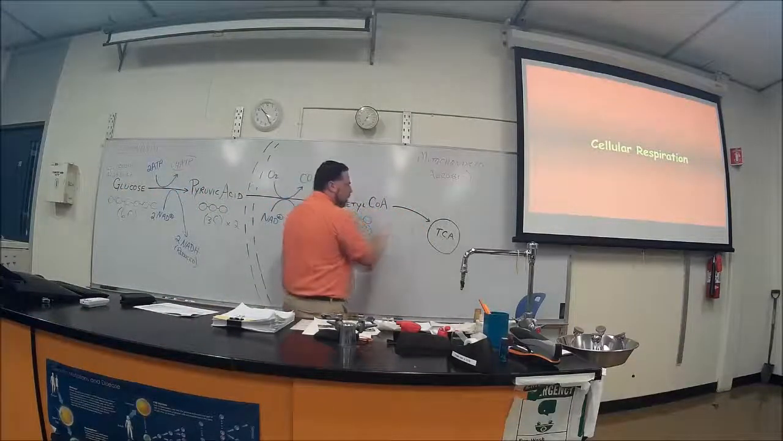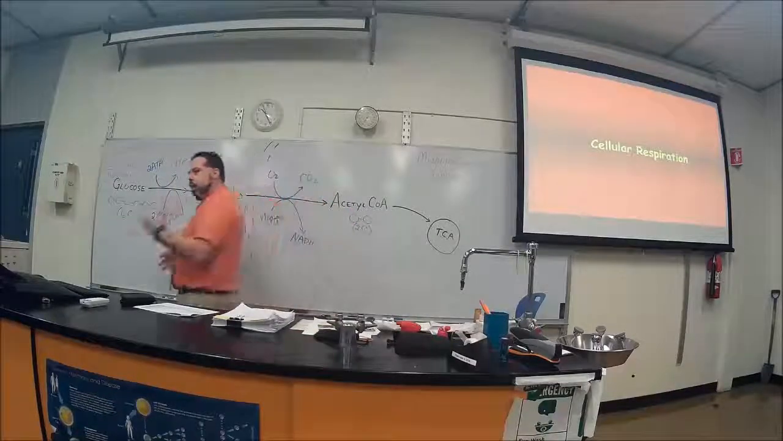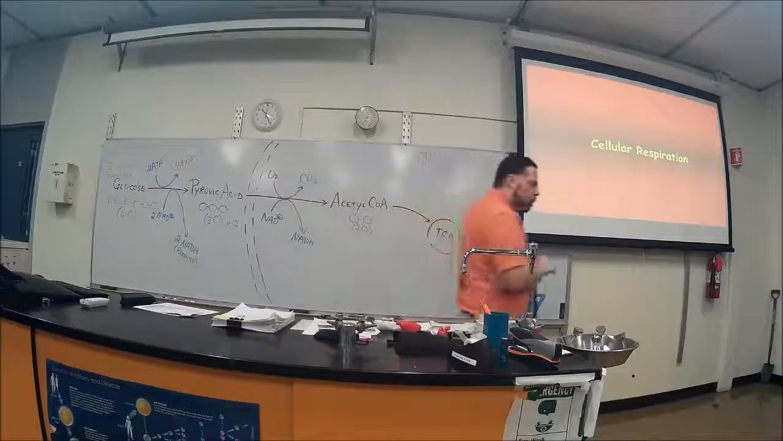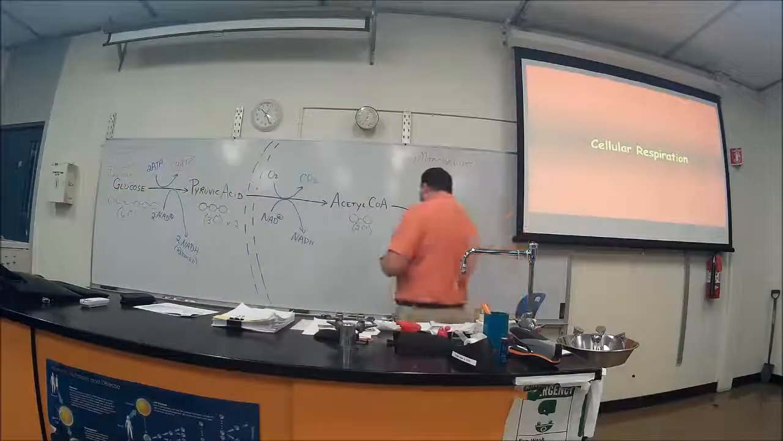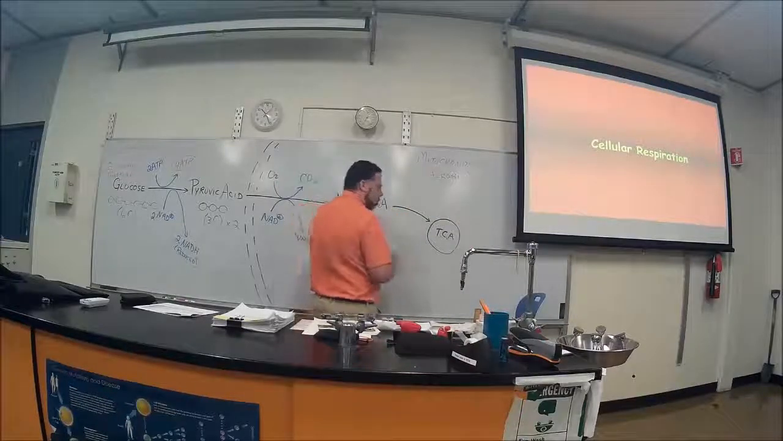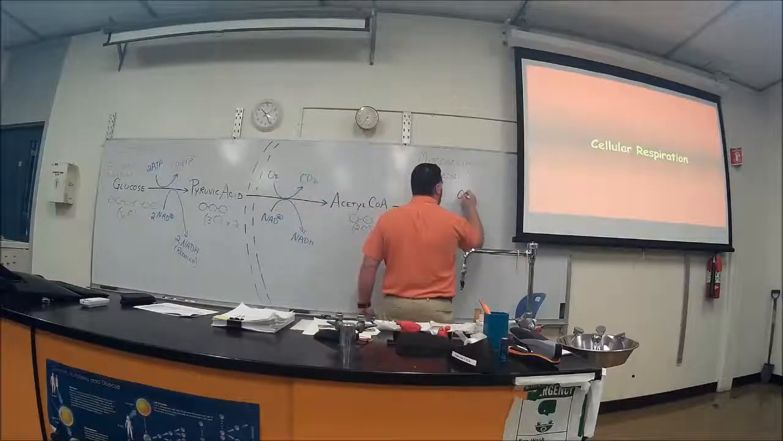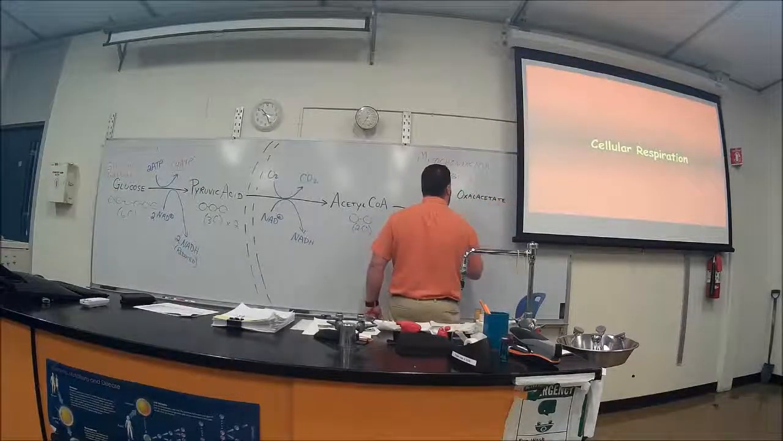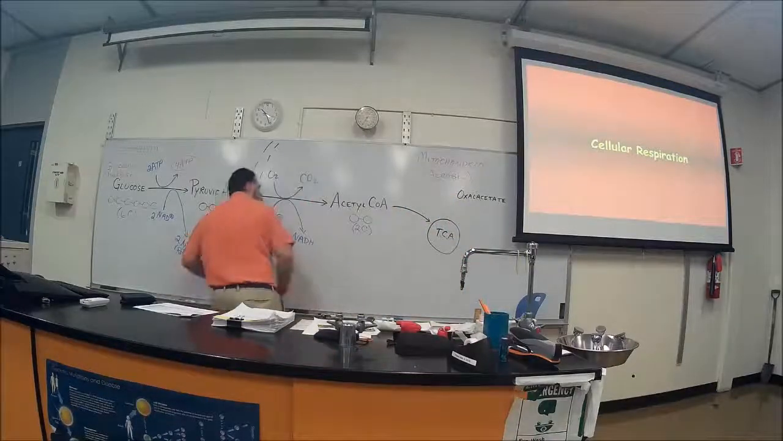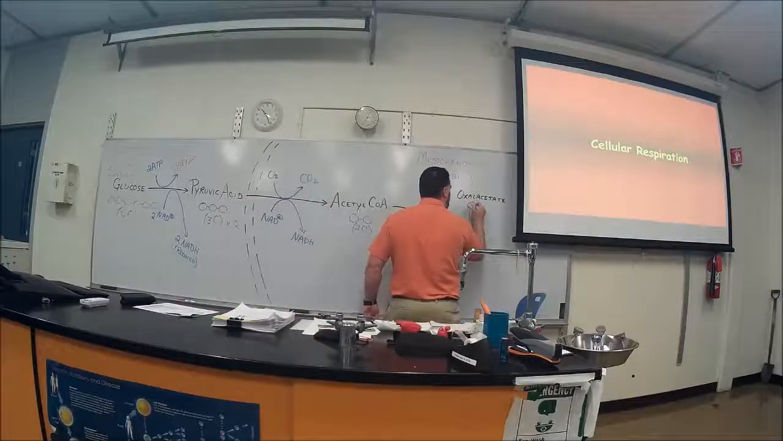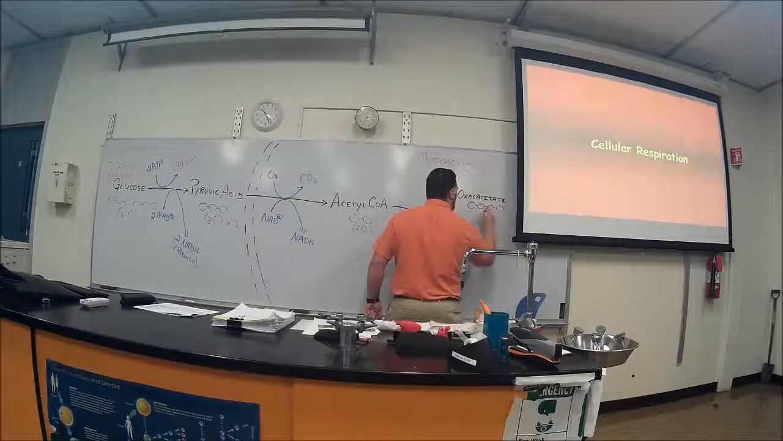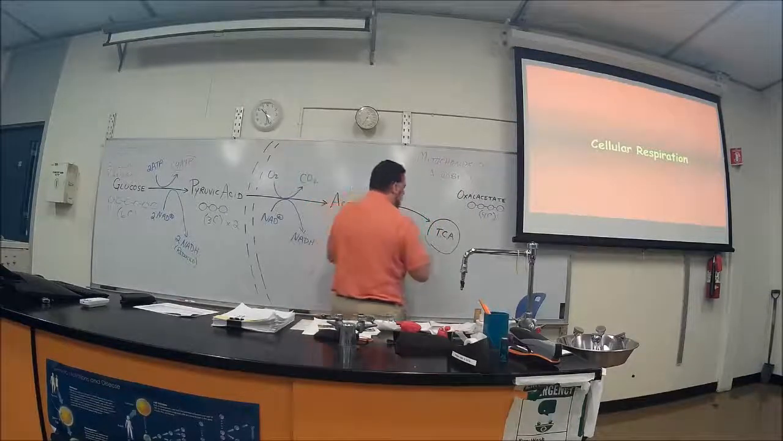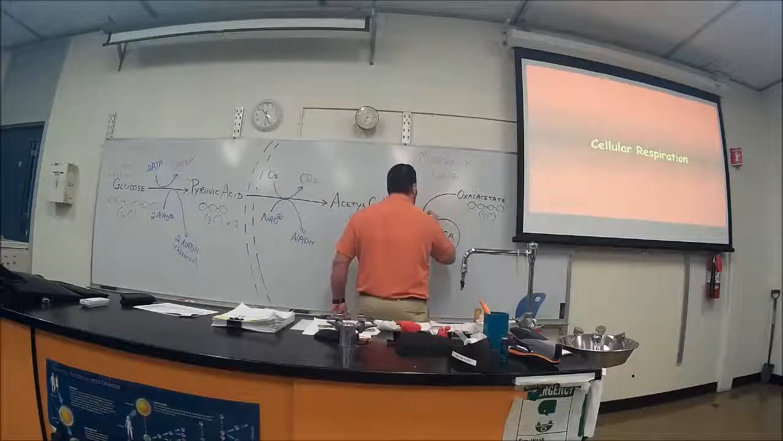So you have a 2-carbon structure here, but we need to create something back to a 6-carbon structure. And we have something called oxaloacetate, which is a 4-carbon structure, and that gets added into this.